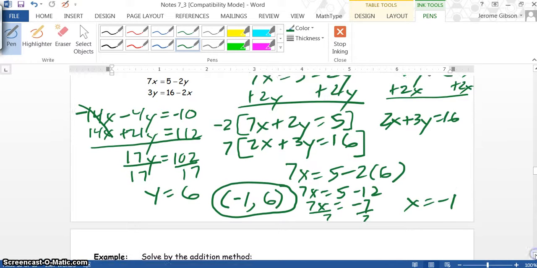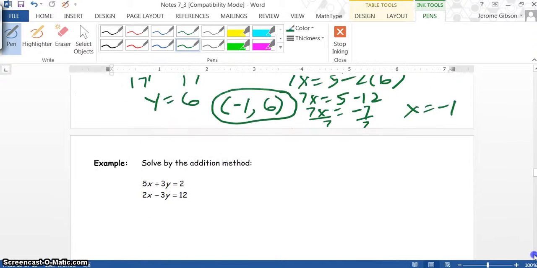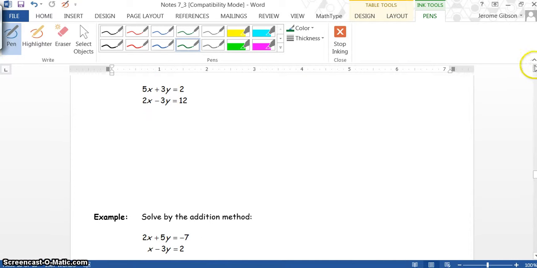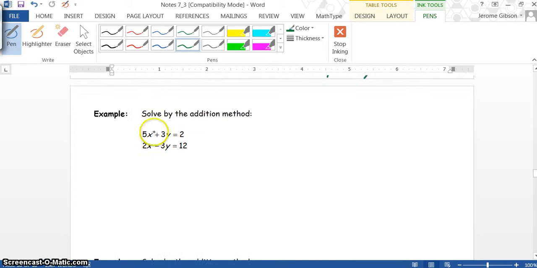And we're done. Okay, now we come to the next problem here. Again, we want to get x or y by itself by eliminating one of the variables. You notice here we're in a perfect situation. We got a positive 3y and a negative 3y. So we can just add these equations together. 5x and 2x is 7x. These 3y's simplify out to 0. Equals 2 plus 12 is 14. Divide each by 7. And x is 2.